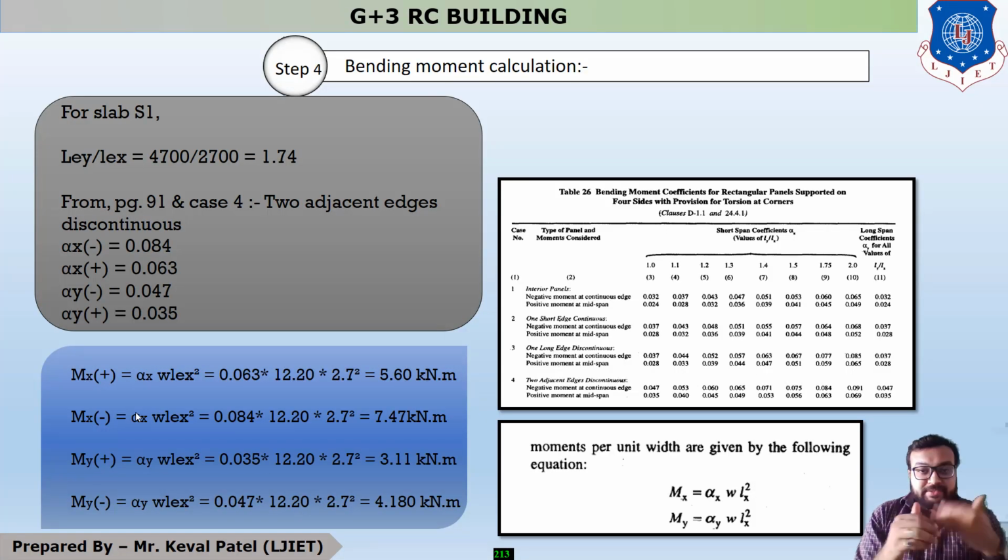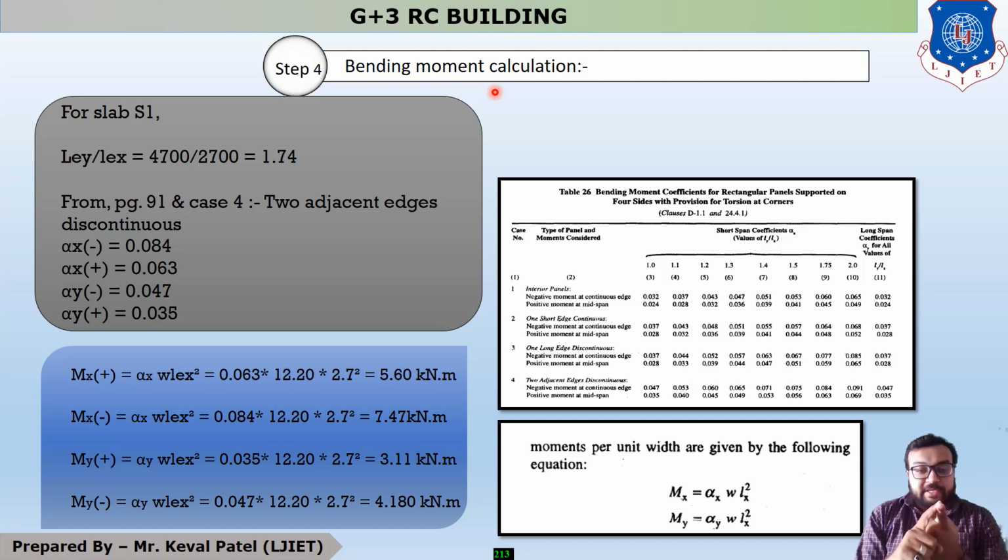Everyone, this is the third lecture of our example number 3, which is the design of two-way slab. So students, in the last lecture, we completed our example up to step number 4, which is to find out bending moment calculation. So in the last lecture, we covered our 3 steps.